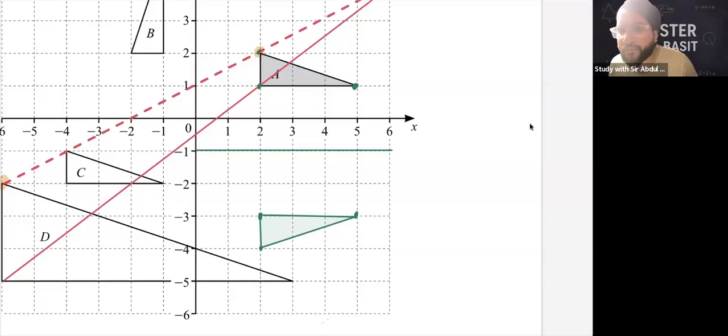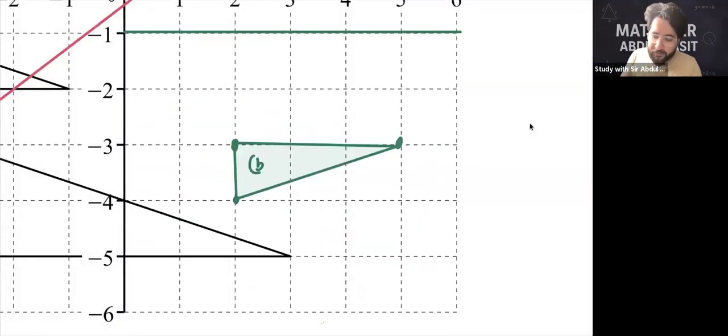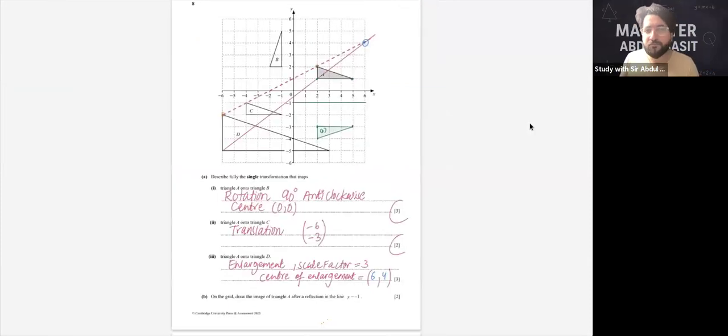Sir, and will we shade it? No, no need to shade it. But just draw it and just write part B inside. Okay, like this. Done?